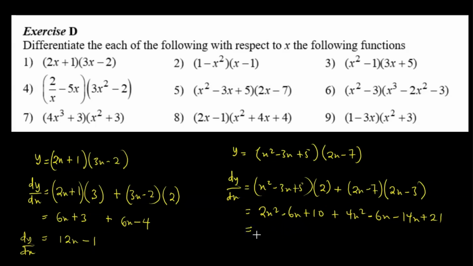So putting them all together, we have 2x squared here, 4x squared. That will give us 6x squared. And then we have negative 6x, and then we also have negative 6x, and then another. So that is giving us negative 12x. Negative 12x plus minus 14x will give us negative 26x. So we have minus 26x. Then 10 plus 21 will give us plus 31.